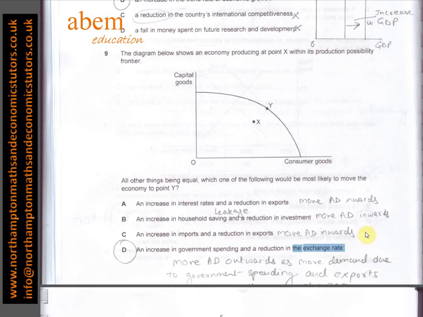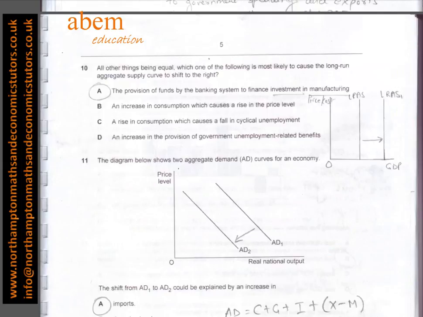So you could have done this question by process of elimination. In question number 10, I have stated the LRAS moves outwards, price and cost. So the provision of funds by banking to finance investment in manufacturing will move the LRAS to the right.